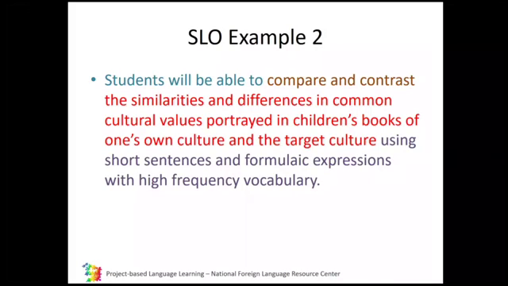Another example: students will be able to compare and contrast. So compare and contrast are action verbs, and they're also directly linked with the Standards for World Readiness. Compare and contrast the similarities and differences in common cultural values portrayed in children's books of one's own culture and the target culture. And the language domain is using short sentences and formulaic expressions with high frequency vocabulary.